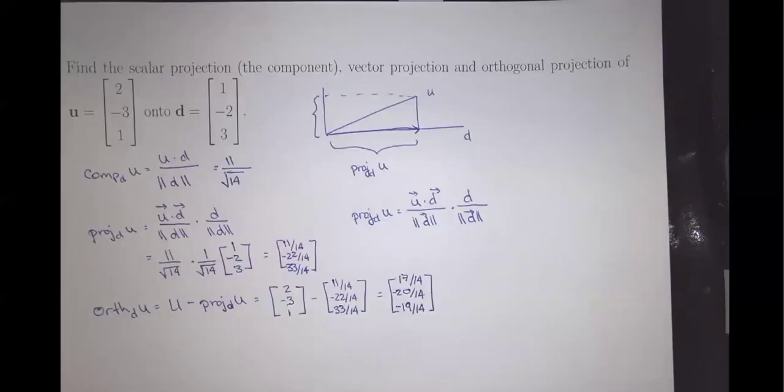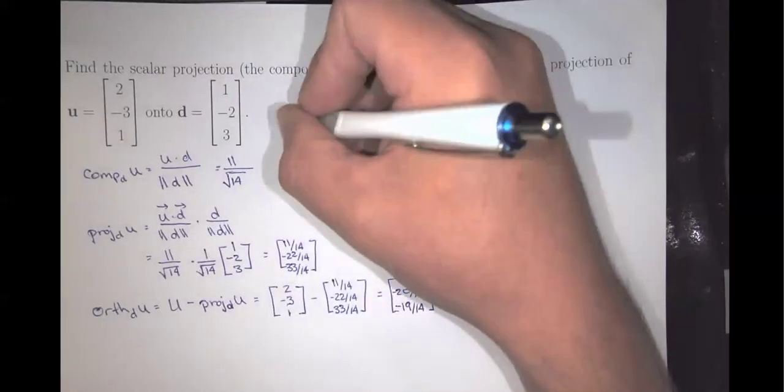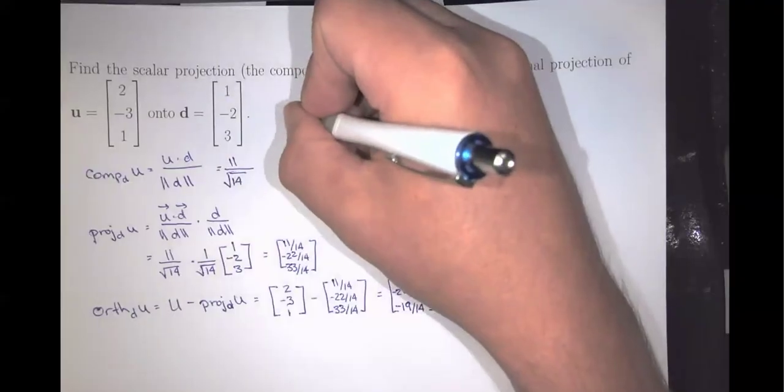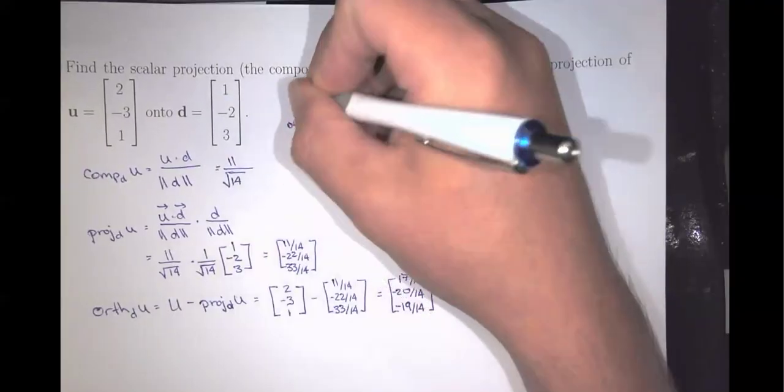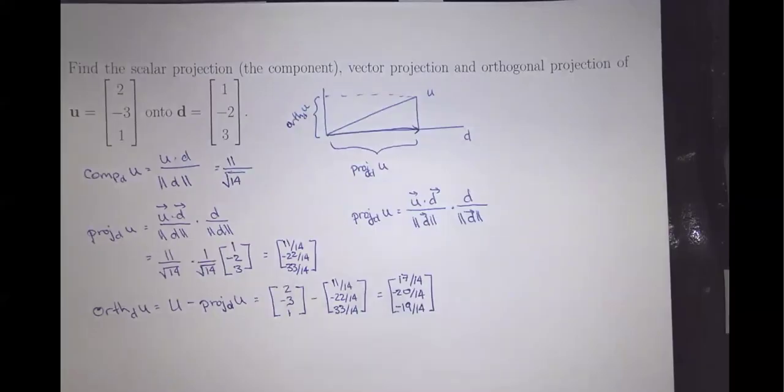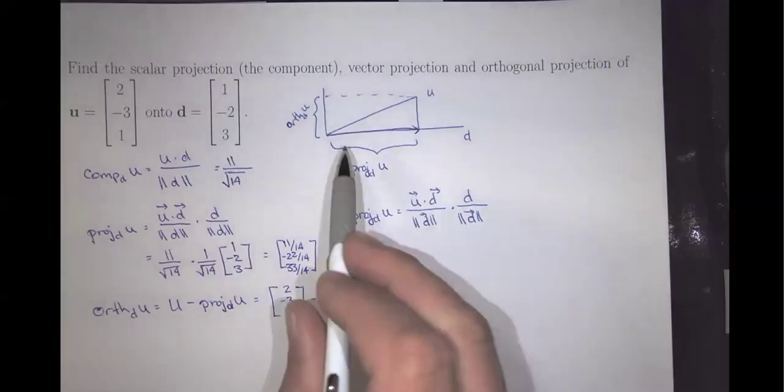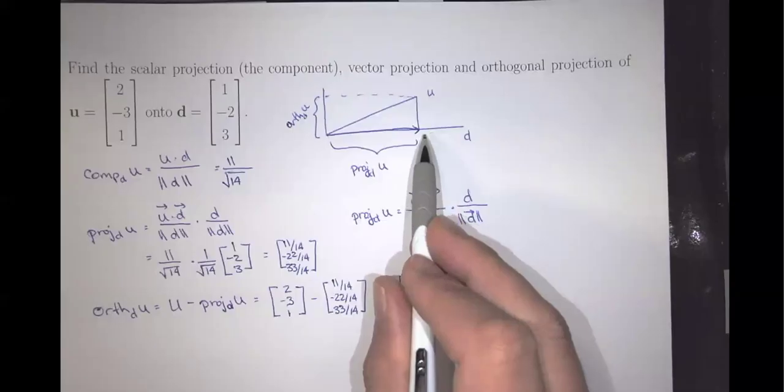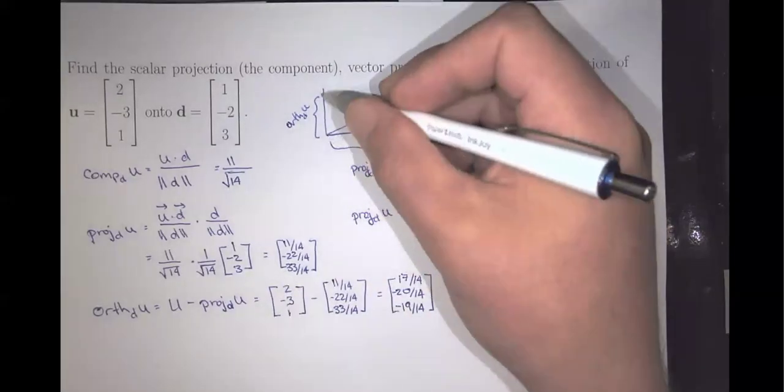Now you can go ahead and verify that, in fact, the projection and the orthogonal projection are orthogonal, right? They're at 90-degree angles. You can do that by taking a dot product. But you'll find that they are, in fact, one is in the direction of D, this guy here, and one is perpendicular to that.